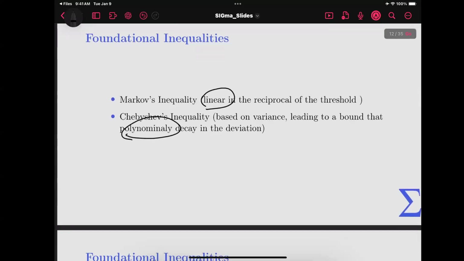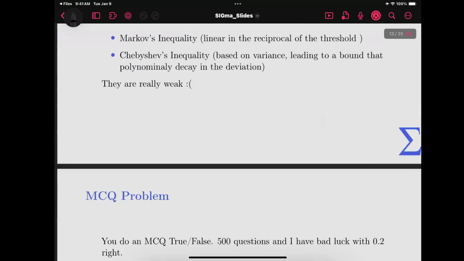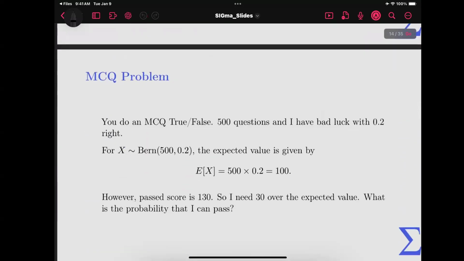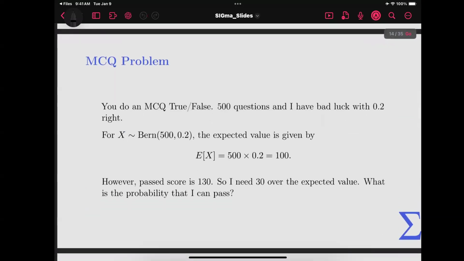But I'm still going to apply it to one example right here to see why we need the concentration bound. Our problem is, if you have to do an MCQ true or false test with 500 questions, and your probability of getting each one right is 20%, you know that your expected value is going to be 100, right?